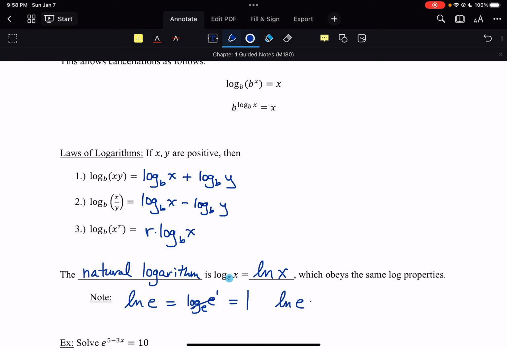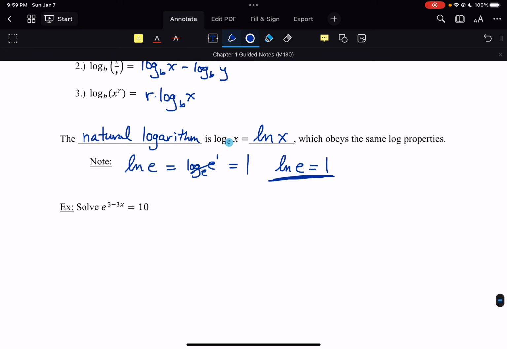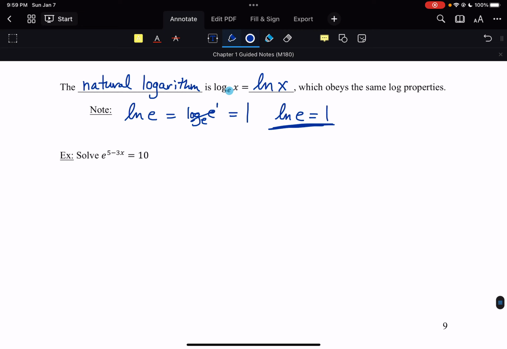So ln of e is 1. This will be a helpful property as we're solving problems using exponential and logarithmic functions. Speaking of which, let's go ahead and solve this equation. Solve e to the 5 minus 3x equals 10. So we're trying to find the value of x.